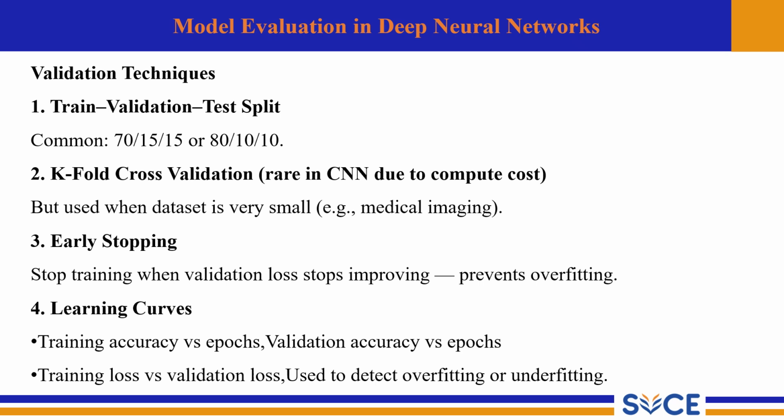So next one is k-fold cross validation. The data set is divided into k subsets. Each subset is used once as validation while the others train the model. Rare in CNNs due to high computational cost, but useful when data sets are very small. Example, medical imaging.